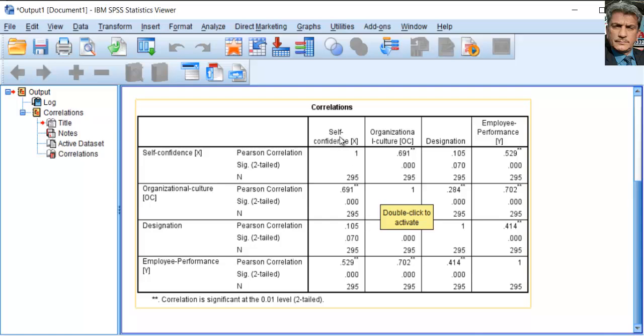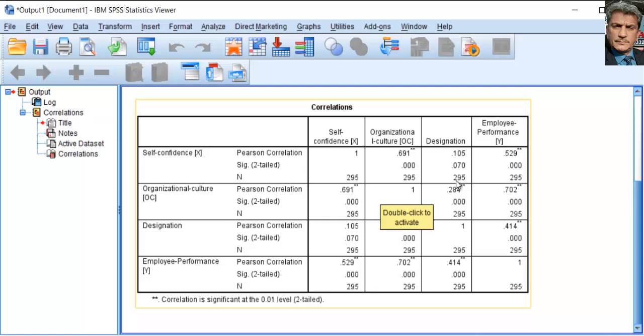In this case, we can see that self-confidence and organizational culture are associated, and the R value is 0.691. It is also significant. So luckily the R value is less than 0.7, therefore acceptable. Likewise, self-confidence and designation are not connected because their p value is insignificant, 0.07, which is far greater than the required critical value of 0.05. So there is no significant association between self-confidence and the other predictor, designation.